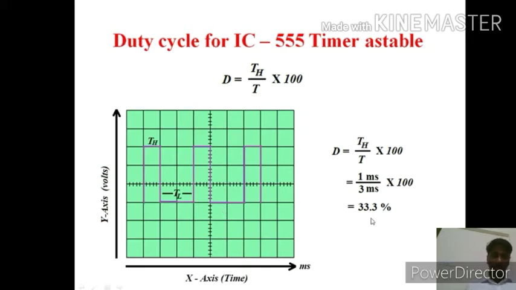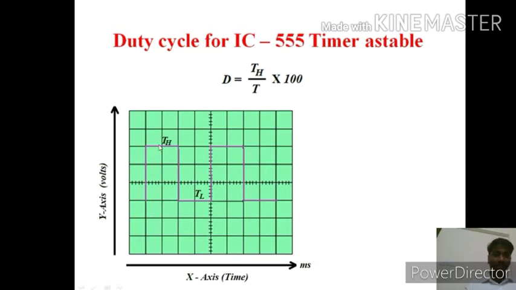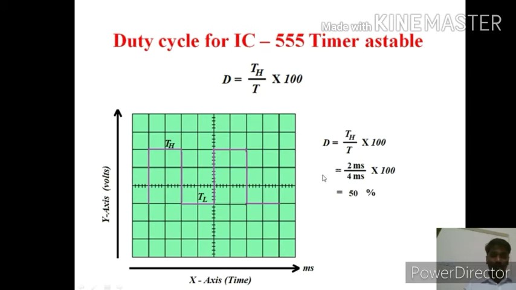Now let us see the next example. We can see that here TH is 2 milliseconds, TL is also 2 milliseconds, so this is very much symmetric. Let us calculate the duty cycle for this. Again let us substitute into the formula. TH is 2 milliseconds divided by the total time period, which is 2 milliseconds plus 2 milliseconds, so 4 milliseconds. So 2 milliseconds divided by 4 milliseconds into 100 gives you 50% duty cycle. So a 50% duty cycle square wave is a symmetric square wave.